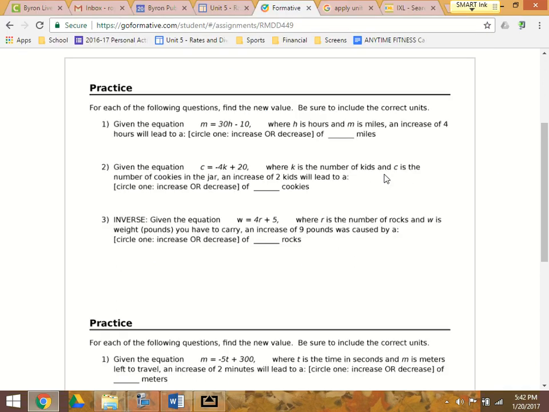We'll keep working on this in the next few problems. Again, the answer is an increase of 120 miles.